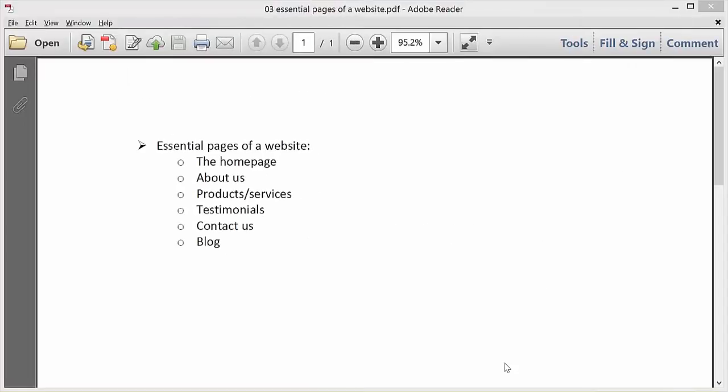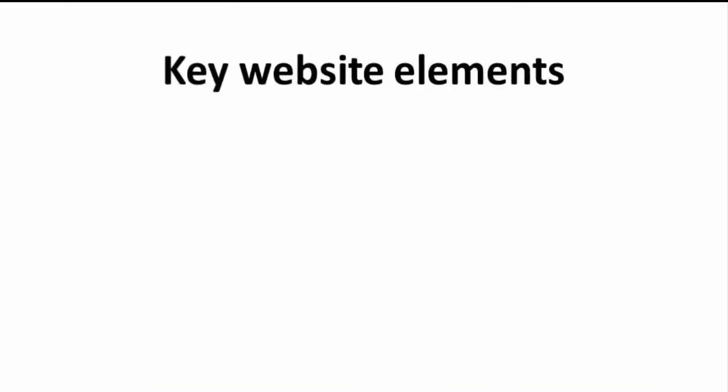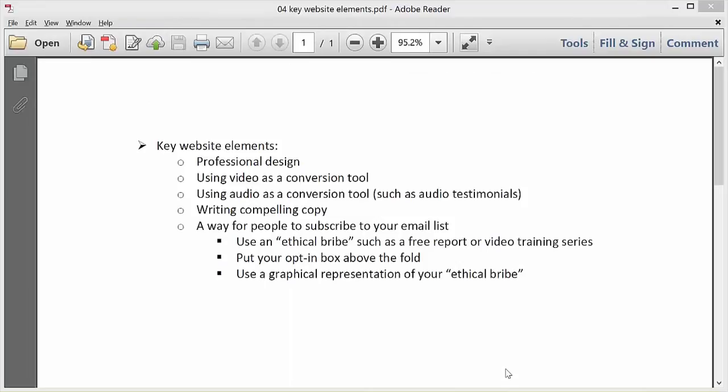The essential pages to have on your website are the home page, About Us, Products and Services, Testimonials, Contact Us, and a blog. Key website elements are professional design, using video as a conversion tool, using audio as a conversion tool, such as audio testimonials, writing compelling copy, and having a way for people to subscribe to your email list. And ways to optimize for this is to use an ethical bribe, such as a free report or a video training series, put your opt-in box above the fold, and use a graphical representation of your ethical bribe.